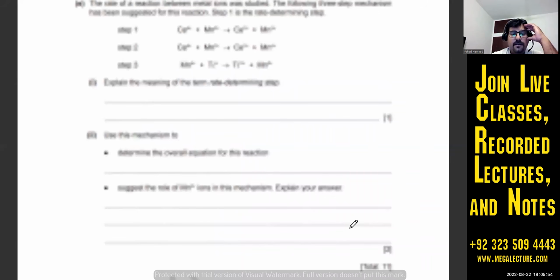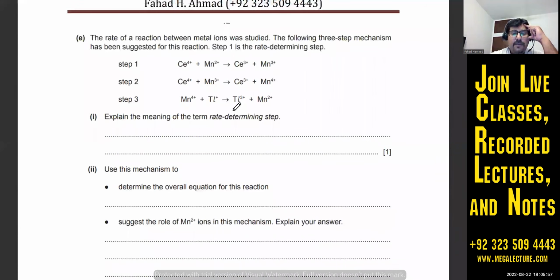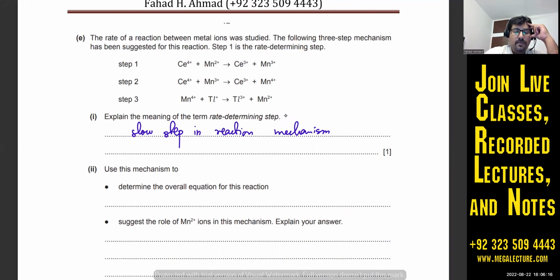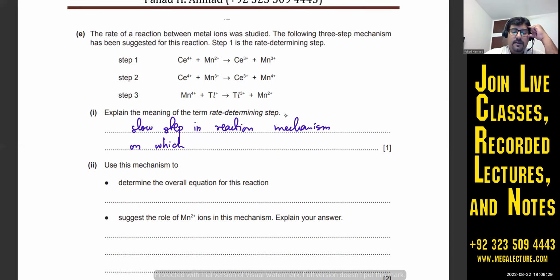अच्छा इस पे आ जाते हैं. As I explained, the meaning of the term rate determining step: it's the slow step in the reaction mechanism on which the rate depends. I explained to you that a fast step, no matter how fast it is, will not determine how the speed of the reaction varies. The step on which the rate depends.